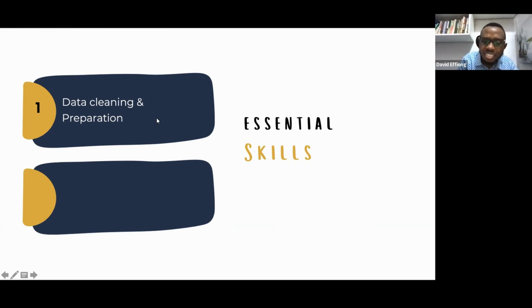And so there are several skills and several tools used in that process, right? But it's a process that is required in your data cleaning and preparation step of analysis.